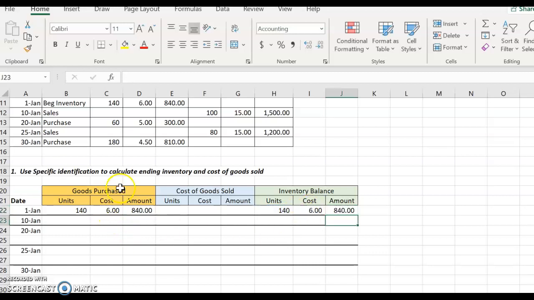On the 10th of January, I sell 100 goods, so I don't have anything other than those goods that are in my beginning balance, so I know that those 100 units come out of this group. So I'll take the 100 times 6, and now remaining in this group are 40 at $6 and equals 40 times 6. On the 20th of January, I purchase 60 units at $5.